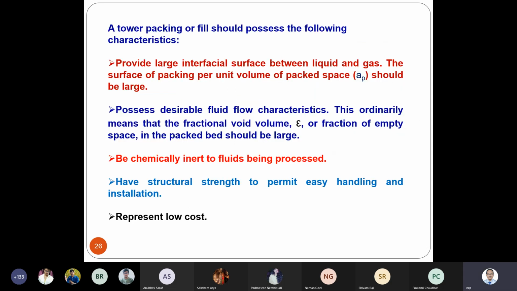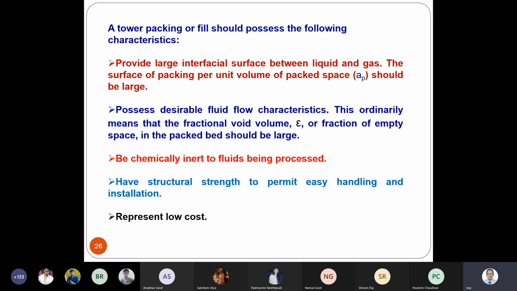Then certain important information about this tower packing or fill, right? So we have to select a proper packing material, right? And there should be some guidelines, some criteria, based on which we'll decide whether this packing will be suitable for my job of this mass transfer.